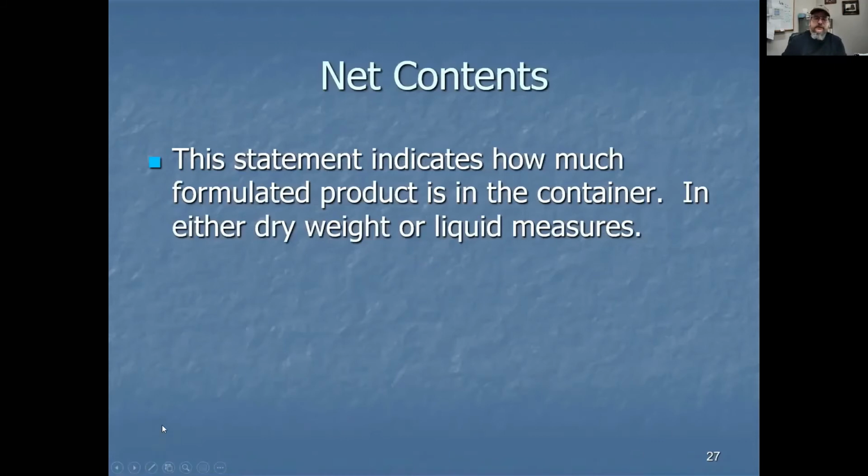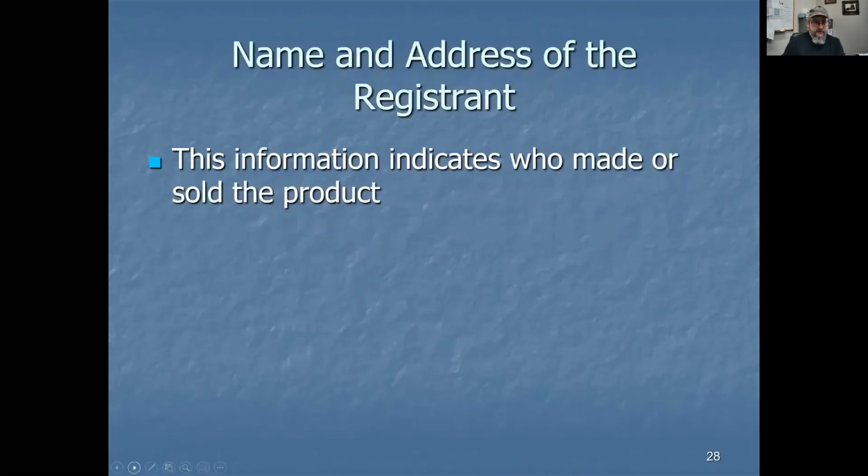Net contents, so it indicates how much is in the container. This is a flask of aluminum phosphide pellets. So there's 2,500 pellets or 1.5 kilograms of material. So that is your net content. It'll also have the name and address of the registrant. So that indicates who made or sold the product. So you look on here and it says United Phosphorus Incorporated. Okay, and it has the address and such.